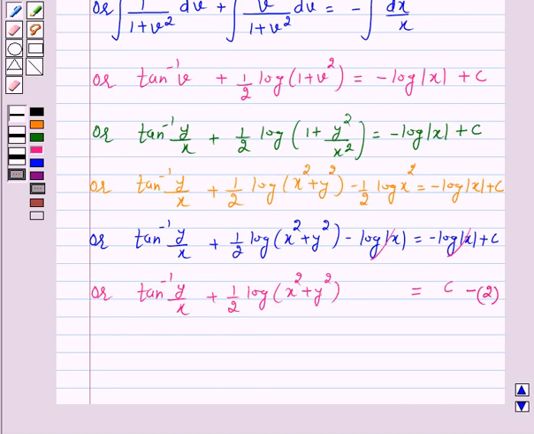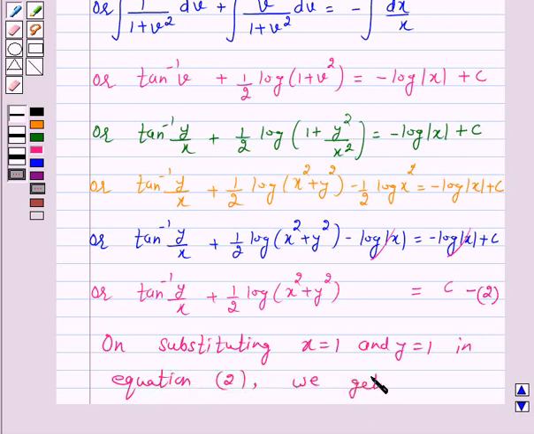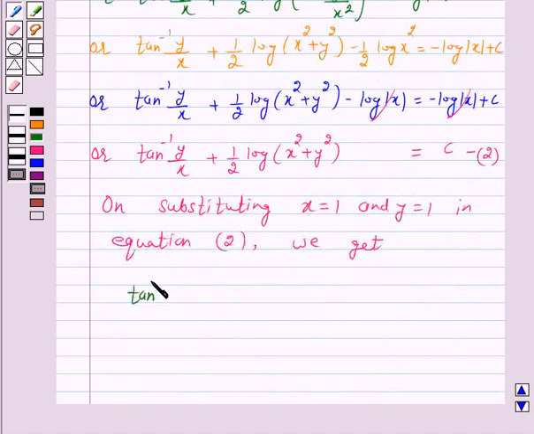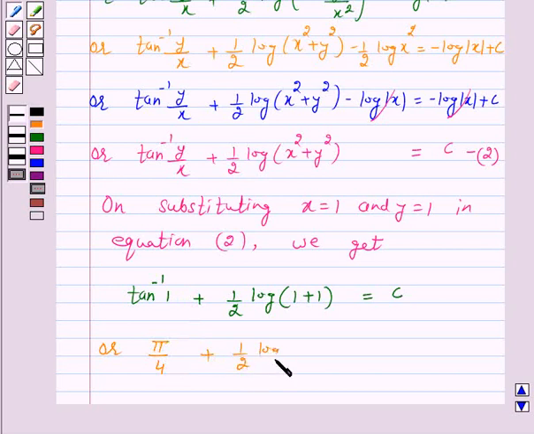We have to find the particular solution when x = 1, y = 1. So, on substituting x = 1 and y = 1 in equation 2, we get tan inverse(1/1), that is 1, plus 1/2 log(1² + 1²) = c, or pi/4, because tan inverse 1 is pi/4, plus 1/2 log 2 = c.